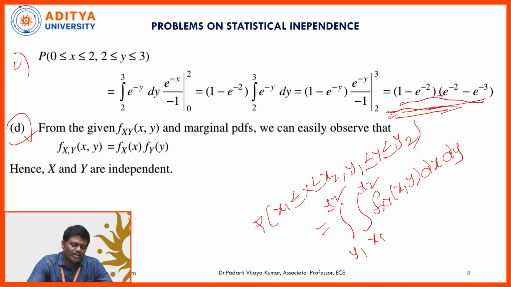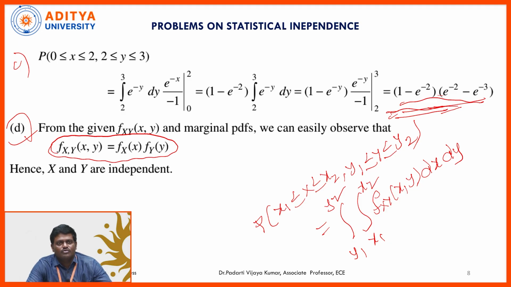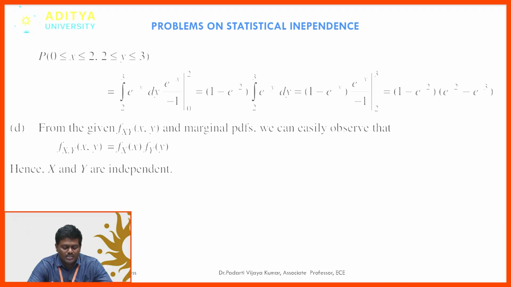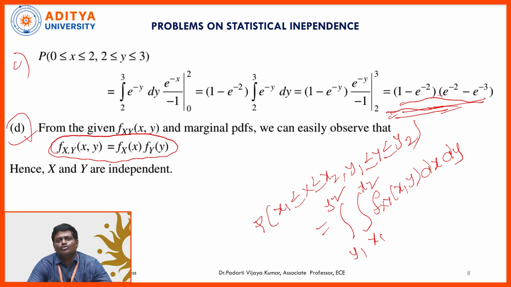Next, the fourth subpart is, we are asked to verify whether they are statistically independent or not. To verify the statistical independence, the condition is fxy of x y equals fx of x into fy of y. So fx of x, we already computed, is e power minus x, and fy of y is e power minus y. Multiplying both, e power minus of x plus y. So LHS is equal to RHS. So clearly x and y are statistically independent random variables.